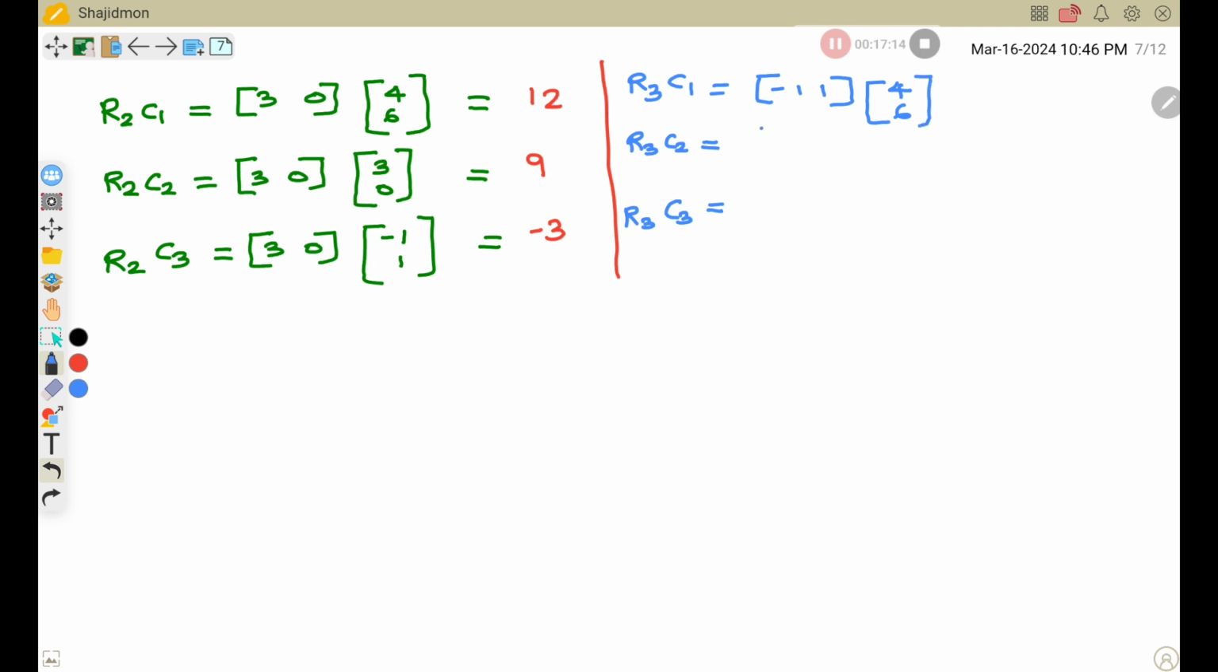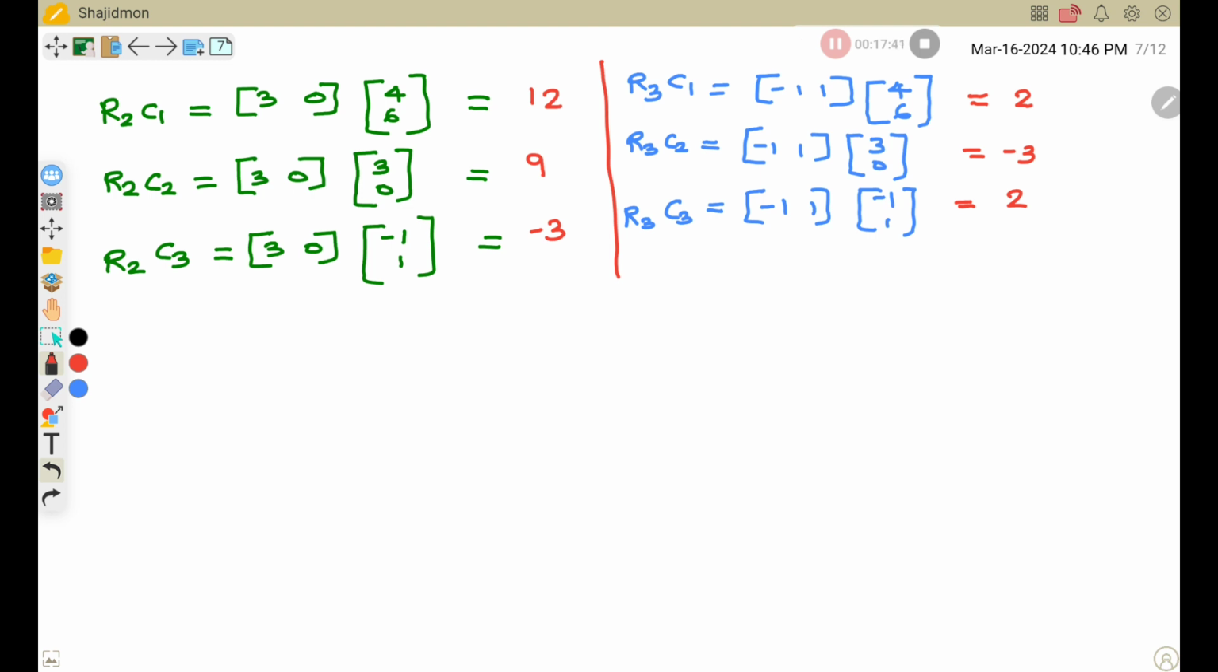And the third row, minus 1 1, multiply with the second column 3 0, and in the same way the third row minus 1 1 with the third column, that is minus 1 1. So here, in a similar way, if you calculate, you will get the answer: first number 2, second number minus 3, and third number equal to 2.